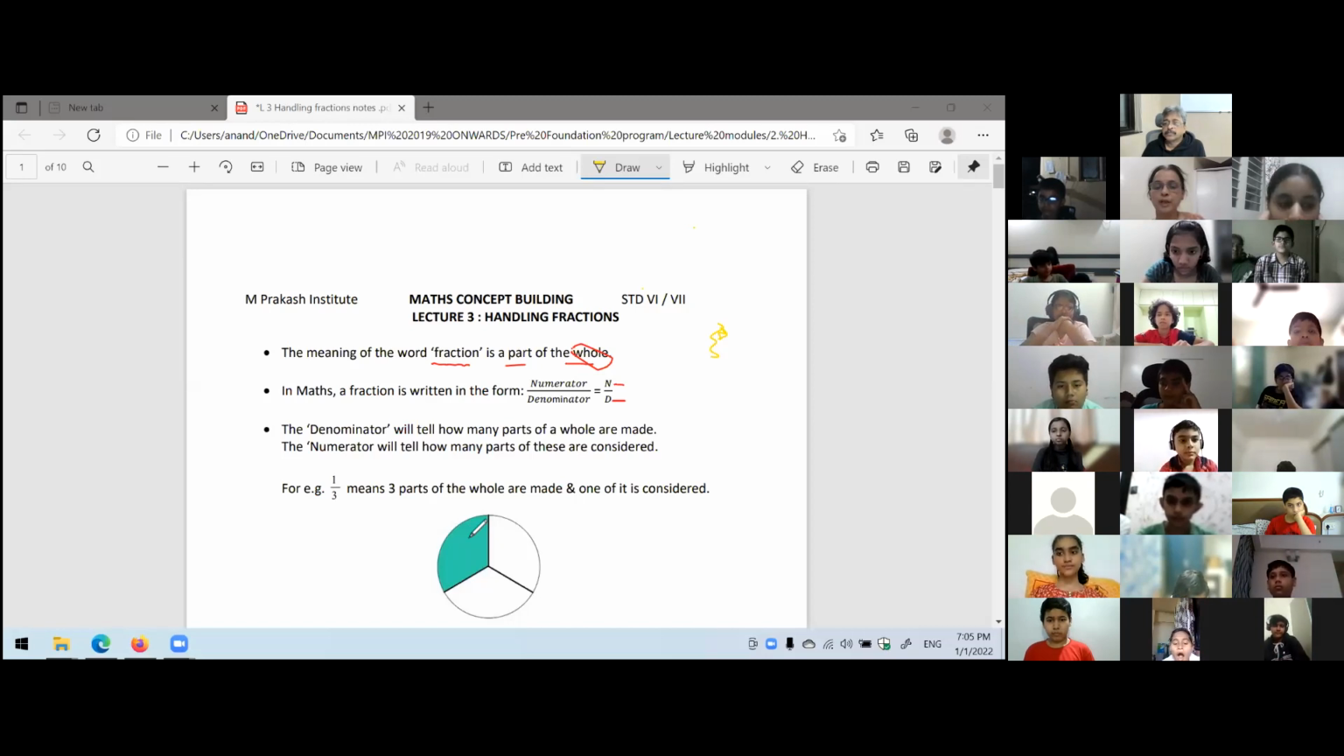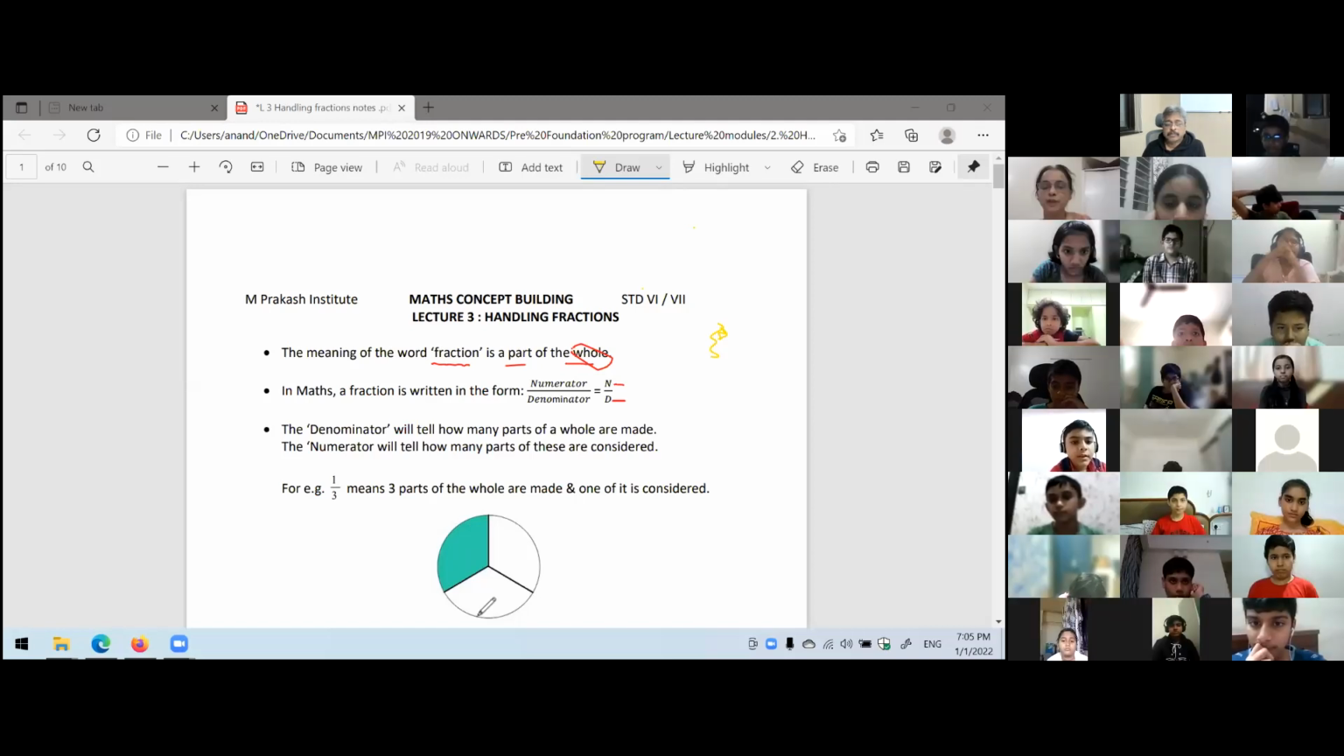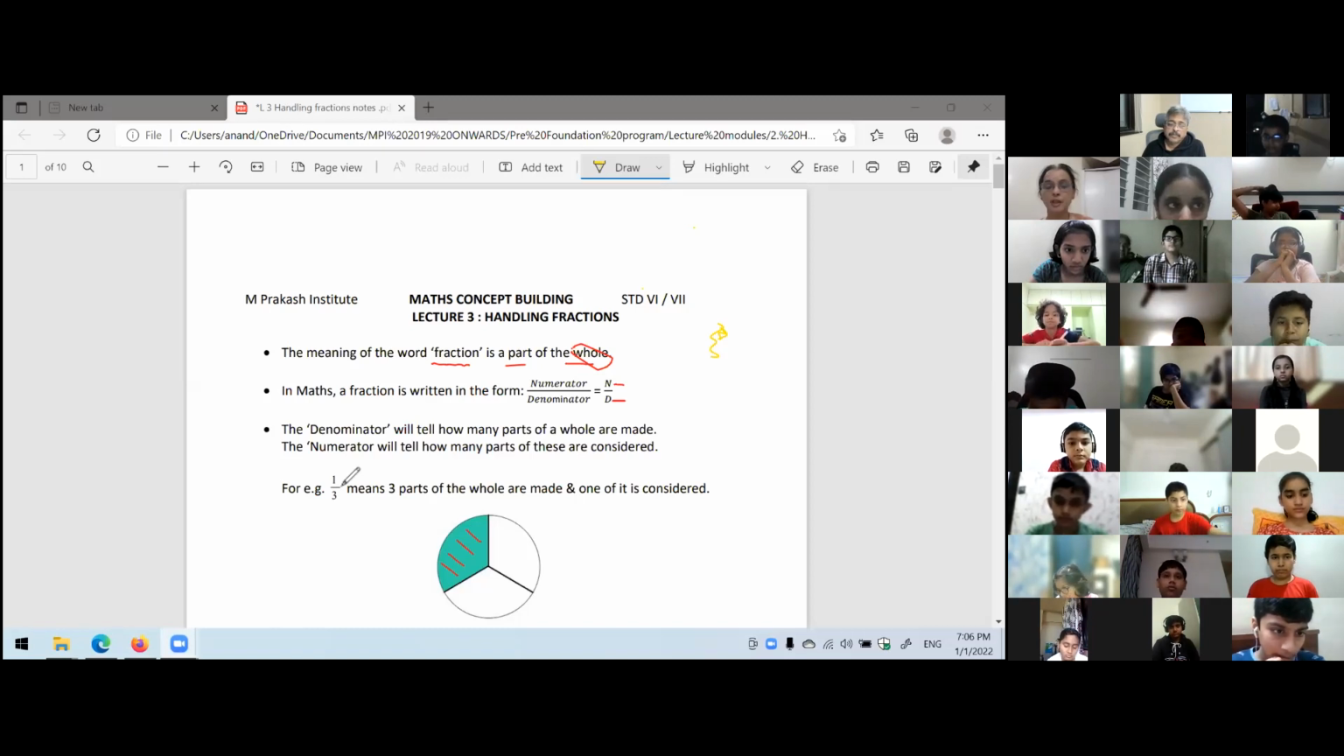So 1 upon 3 will mean 3 parts of the whole are made and 1 out of that is taken. We read it as 1 upon 3, where 1 is the numerator and 3 is the denominator. So when we read fractions, we will always read it as 1 upon 3.